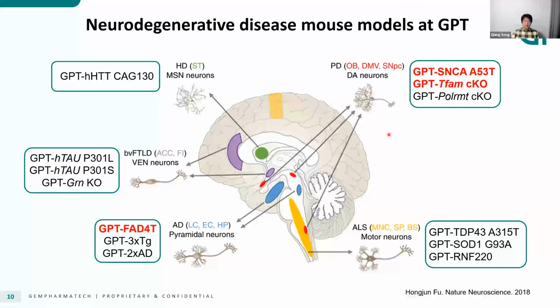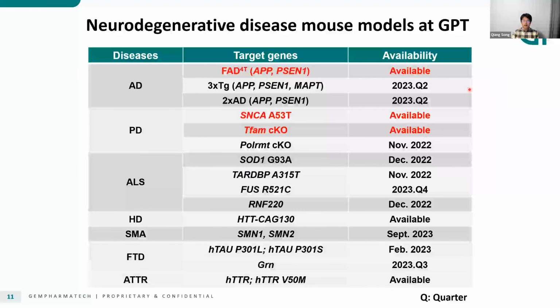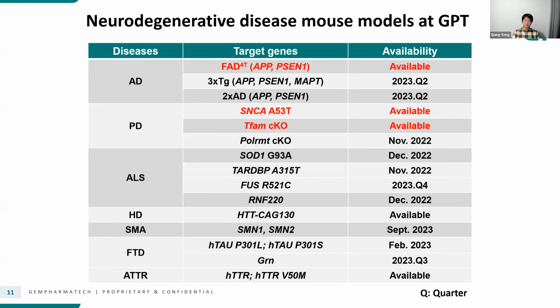This slide shows the neurodegenerative disease mouse models at the GPT company. Today I would like to give a brief introduction of the ones highlighted in red: the FAD4T mice and two types of Parkinson's disease mice, the SNCA A53T point mutation mice and the T5CKO mice. There is also a table showing the other neurodegenerative disease mouse models at GPT and the timeline on which they are available in our company.